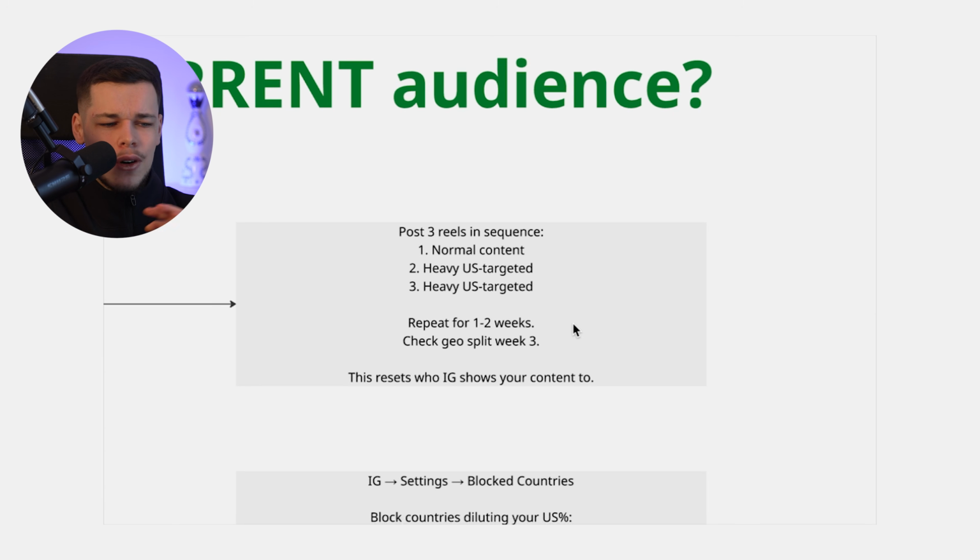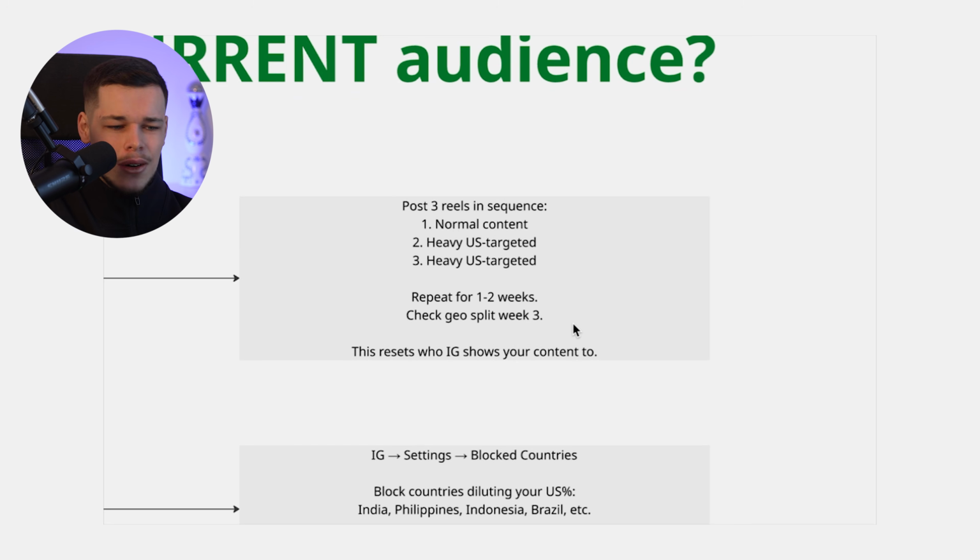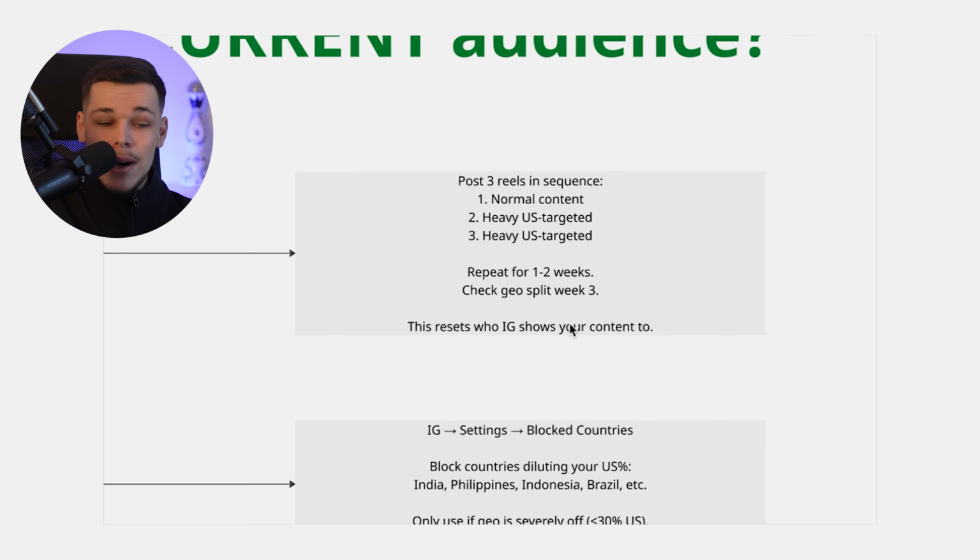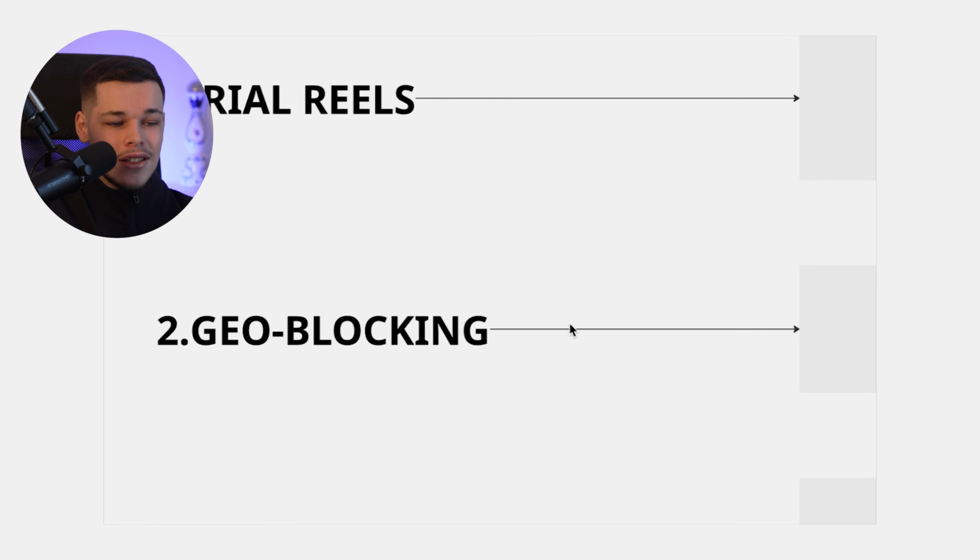Now, obviously repeat that for a few weeks. Check the geo split for like week 3 at that point. Check if it made a difference and then adjust your content, right? Trial reels are amazing, but we're not finished yet. We're halfway there. Next up is geo-blocking.